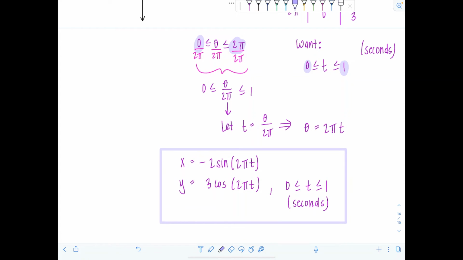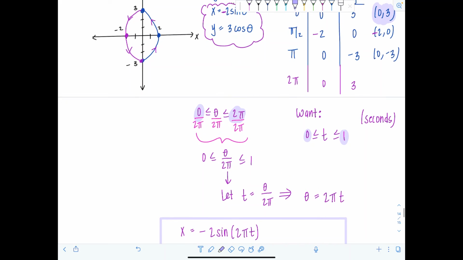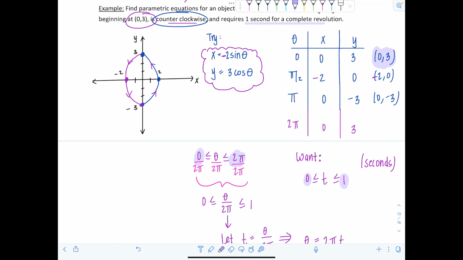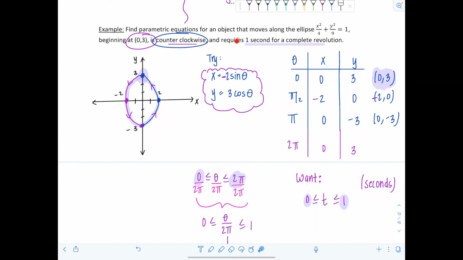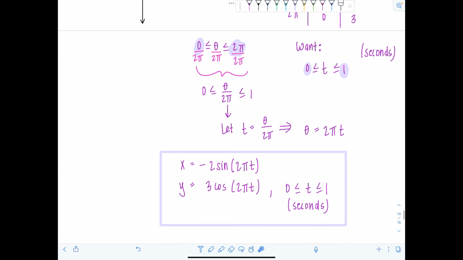Okay, so just to recap, originally I wrote parametric equations using theta as my parameter, just because that's very natural when you're tracing out some sort of ellipse in a circular fashion. We ensured that the direction of motion was counterclockwise, and we started at 0, 3, which was a little tricky. Then we had to change our parameter so that we used t representing seconds, and the limits needed to be from 0 to 1 instead of 0 to 2 pi per the directions, okay? And then you just adjust the interval accordingly. That's probably the trickiest thing you're going to have to do in this section.